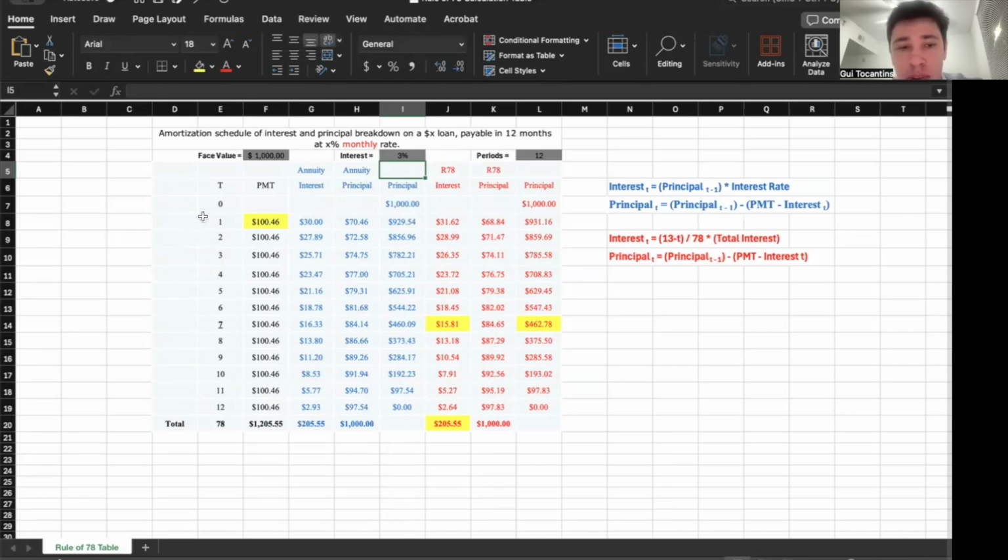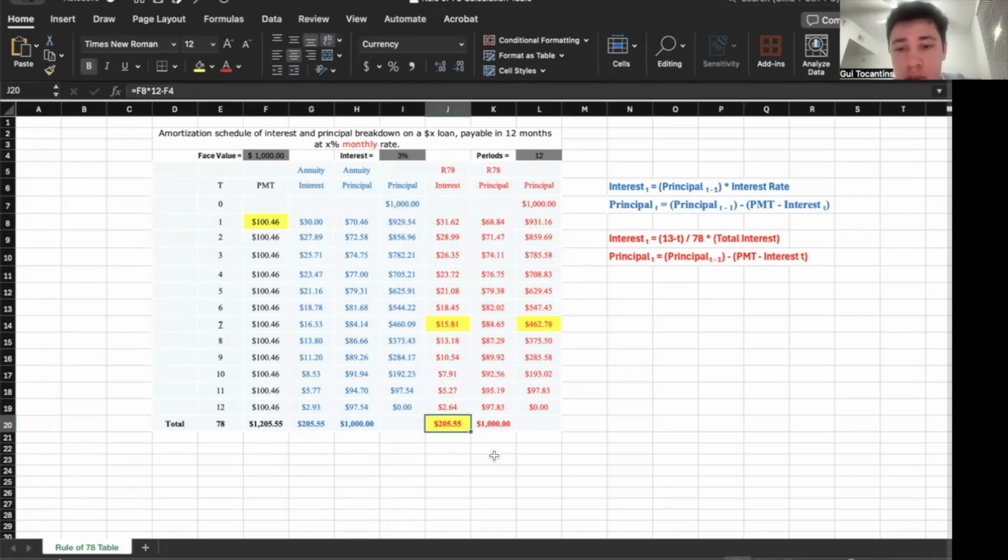So to do that, the first step is to calculate the monthly payments. In this case, here we have 12 months, interest of 3%, and a $100,000 loan. Using these values, the monthly payment is going to be around $100, using the formula on the top left. Step two is to calculate the total interest. We can do that if we multiply the monthly payment by 12 and subtract the loan amount, which gives us around $205 in total interest.